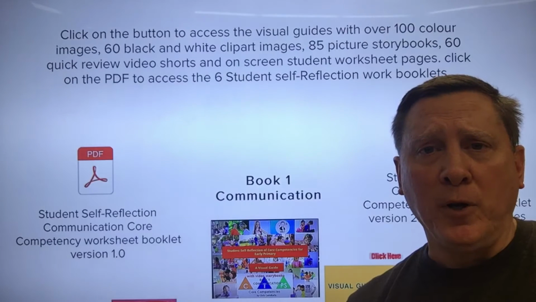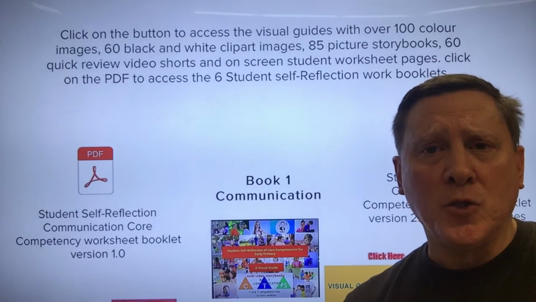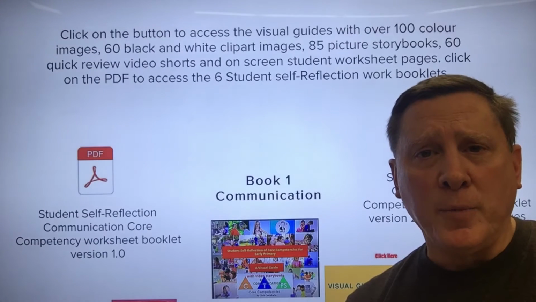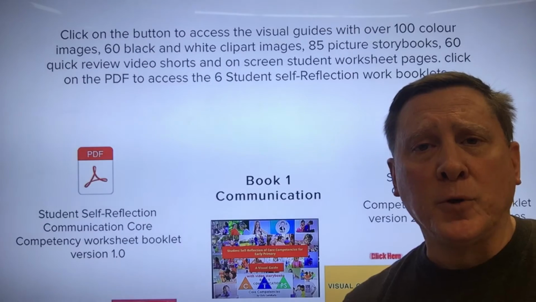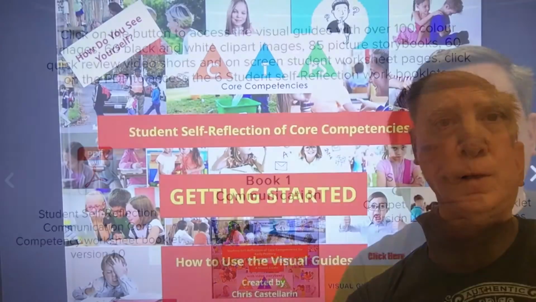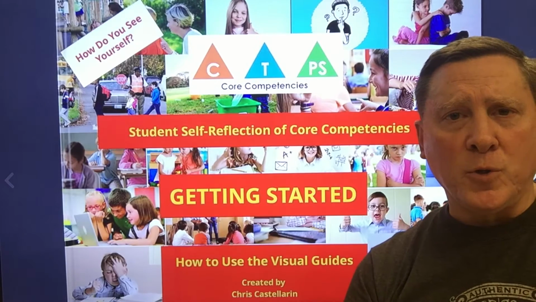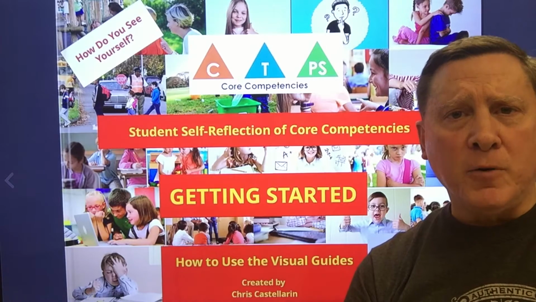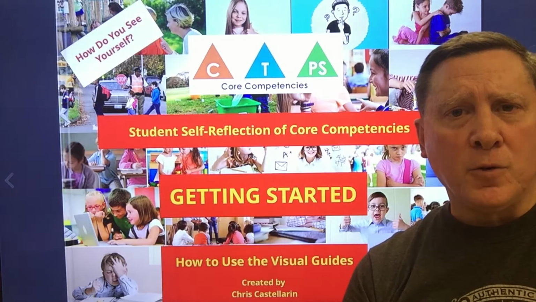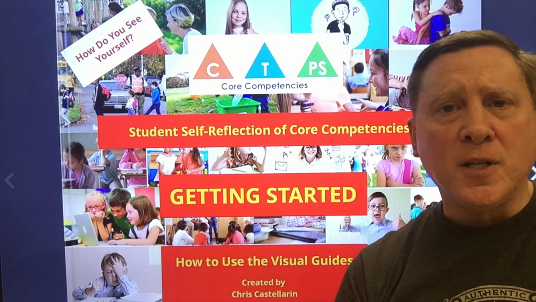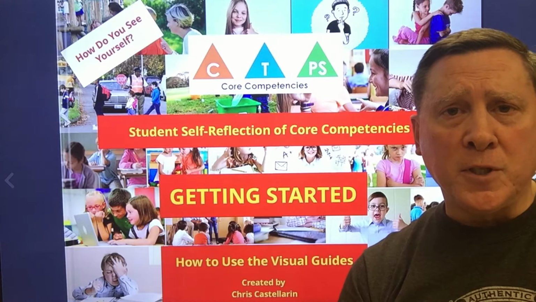You'll see later when we look at the PDF material, the student self-reflection work booklets, that it's set up with a 3-point scale, a drawing page, and for the older kids, a writing page. One of the nicest features you'll discover with this online resource is that it's set up to be very structured, so once the kids have gone through it once or twice, they know exactly what to expect. The other feature is that it's also very flexible for the teacher.